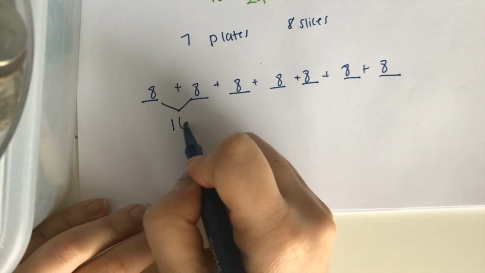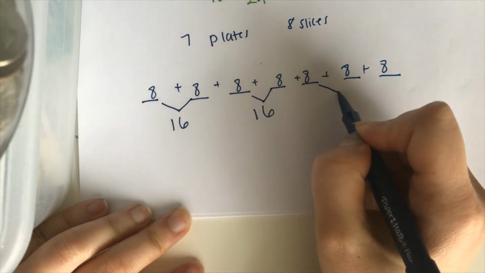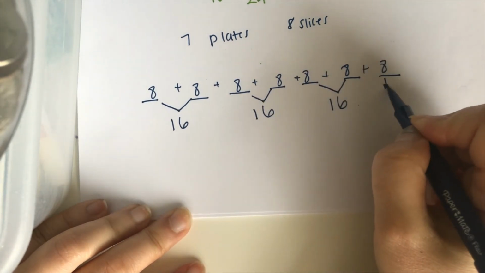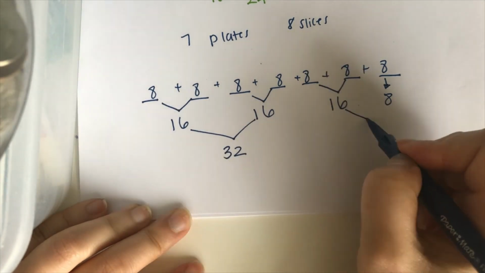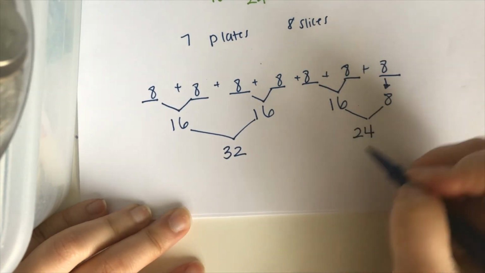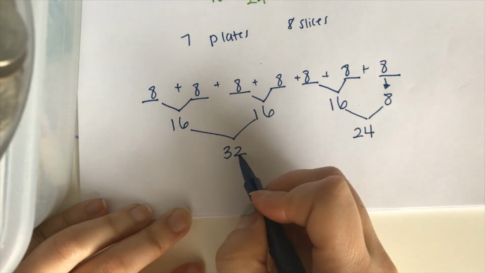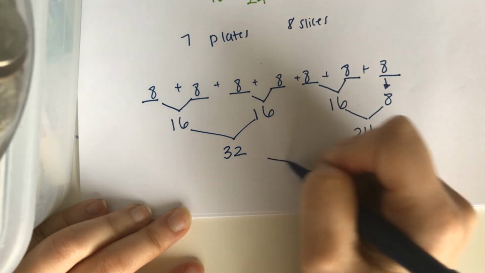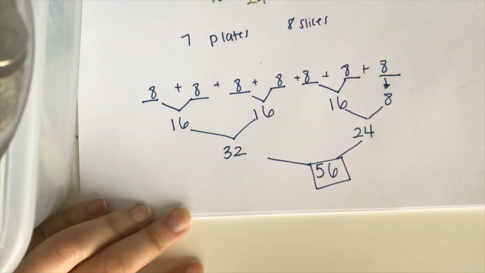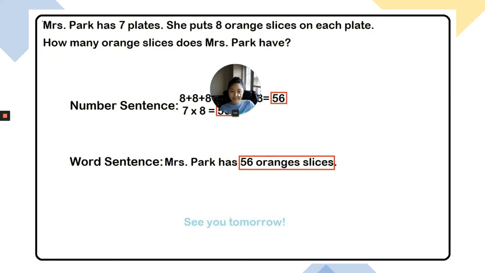So 8 and 8 is 16. 8 and 8 is 16. 8 and 8 is 16. Make sure that one comes down because you can't forget it. 16 and 16 is 32. This and this is 24. Now I'm going to add these two together. 4 plus 2 is 6. 3 plus 2 is 5. So then that becomes 56.